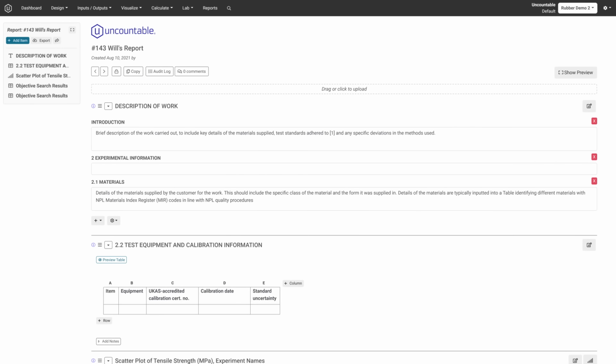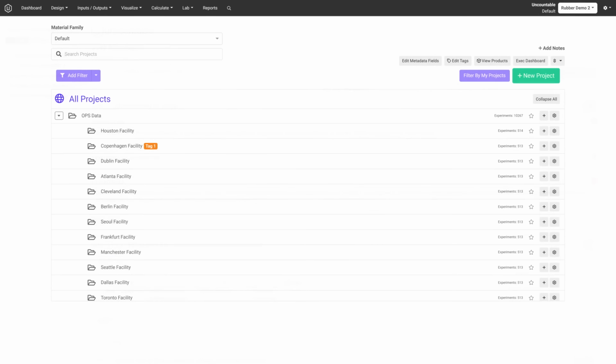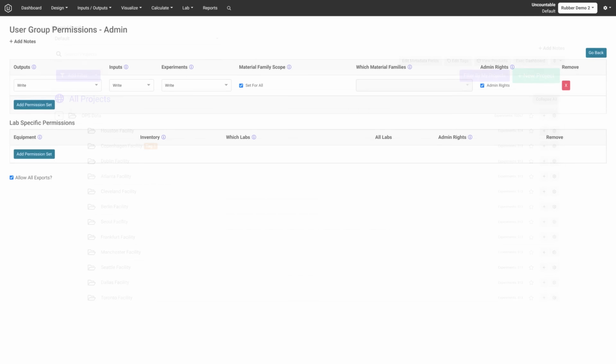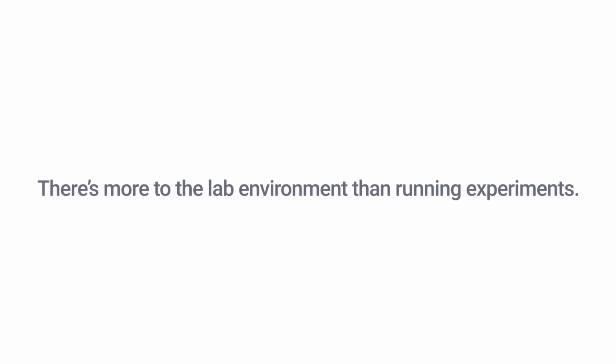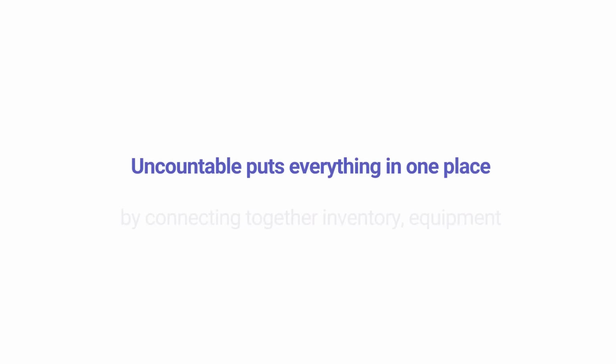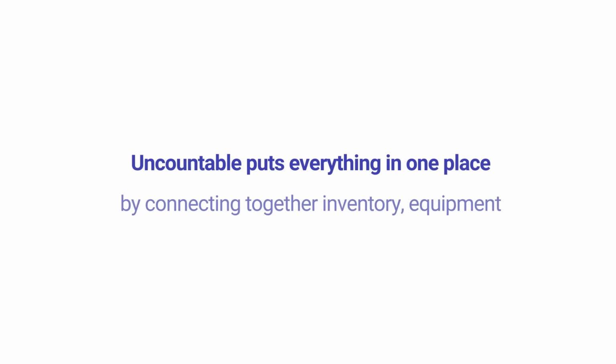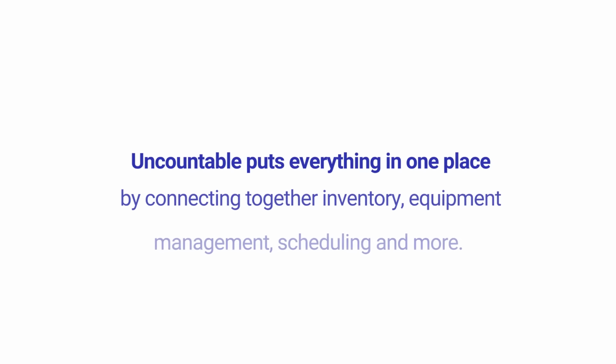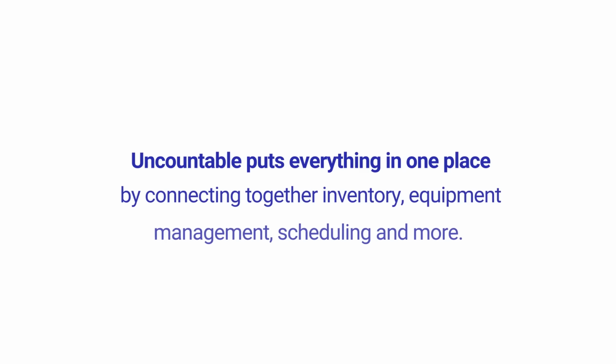You can use Uncountable to track all of your ongoing R&D projects and create a place for each scientist to put their data. With built-in role-based access control and security, you can ensure that only the right team members have access to your experiment data. There's more to the lab environment than running experiments. Uncountable puts everything in one place by connecting together inventory, equipment, management, scheduling, and lots more.